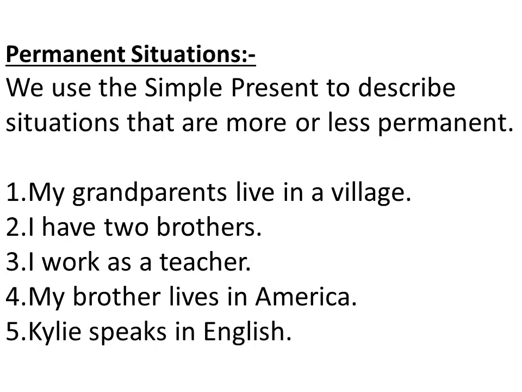Now comes our second use, permanent situations. We use simple present tense to describe situations that are more or less permanent. For example, my grandparents live in a village. This means that is their permanent place. They stay there permanently. I have two brothers. It is wrong to say I am having two brothers.